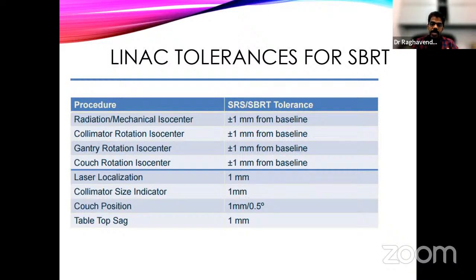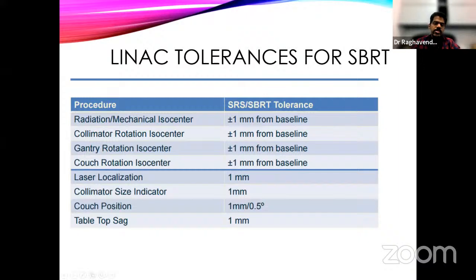If you go back to the guidelines, this is one of the guidelines by the task group of the American Association of Physicists in Medicine, TG 142. So you can actually see the guidelines for SBRT or SRS SRT. Wherever we had 2 millimeter, it has come down to 1 millimeter. Like isocenter 2 millimeter for a general conventional LINAC. If you're able to maintain plus or minus 1 millimeter for gantry, couch, collimator, and mechanical isocenter, that machine is good enough for going with the stereotactic programs.